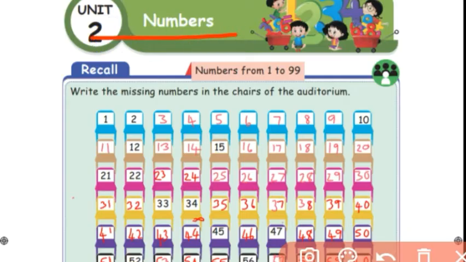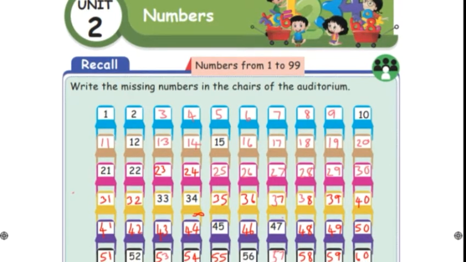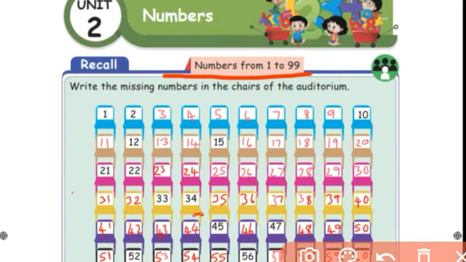What is numbers? A number is a mathematical object to count and measure. We use the digits 0 to 9 to form the numbers. Recall. Numbers from 1 to 99. Write the missing numbers in the chairs of the auditorium. In this auditorium, some of the chairs have numbers, some do not. You have to write the missing numbers.